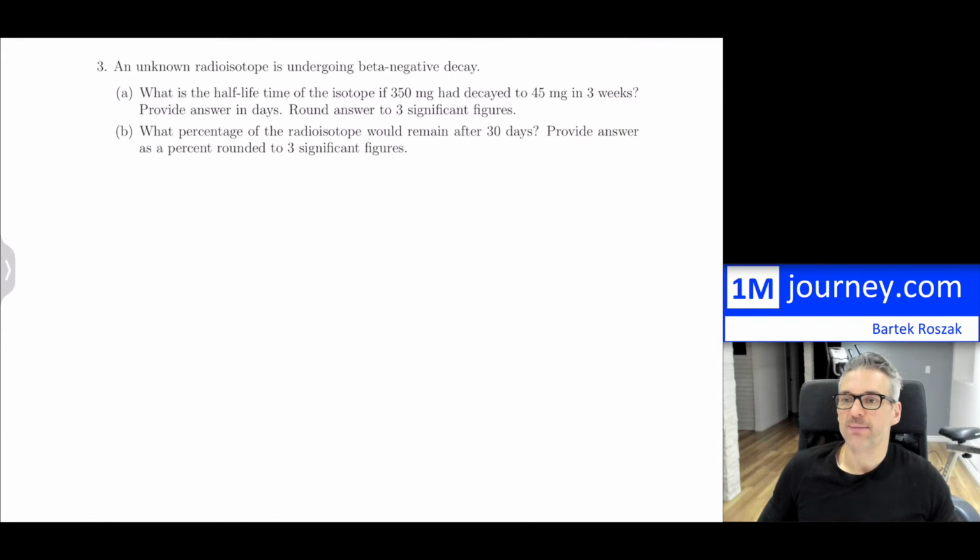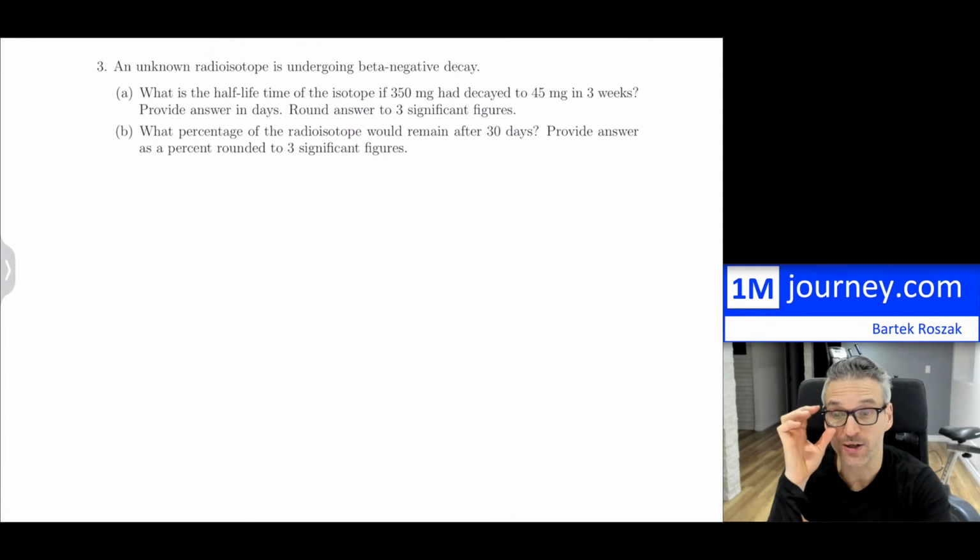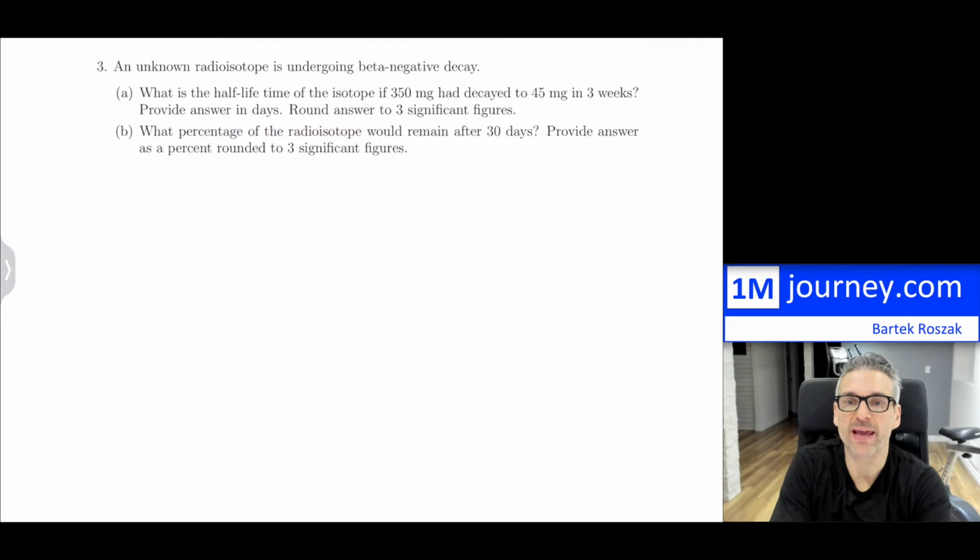Here's the next example, number 3. It says that we have an unknown radioisotope and it is undergoing a beta negative decay. That means an electron is given off in some way. All right, so it has parts A and B.